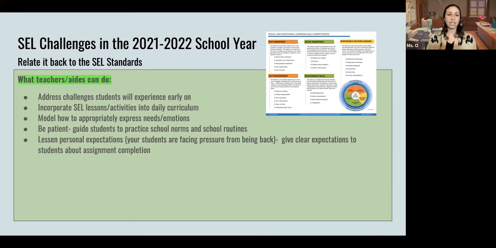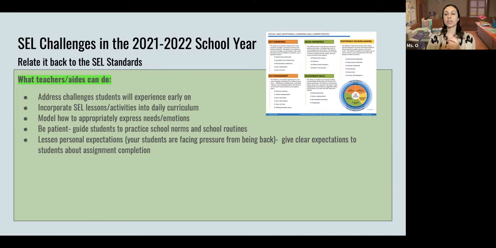The next one, lessening your expectations. Like I had mentioned before, they have so much pressure from all different angles: new environments, new people, new teachers, some home life situations that have shifted. Maybe some family members are not working yet, maybe they are working. Everything is always different and changing. So there is not really a consistency that they have had for almost two years. We haven't had that for two years.